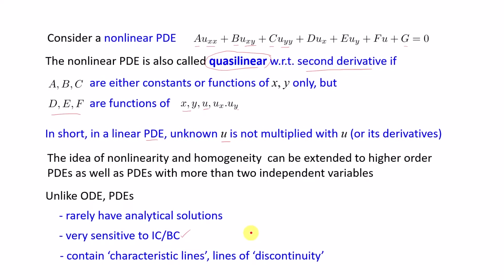Similarly, you will see that in PDEs, you have lines of discontinuity. This is not a usual thing, but you will see that in supersonic flow, there are lines of discontinuity. In wave propagation, there are lines of discontinuity, and the solution of a PDE can produce discontinuous lines. In ODEs, these are not seen. Everything will be continuous in an ODE.